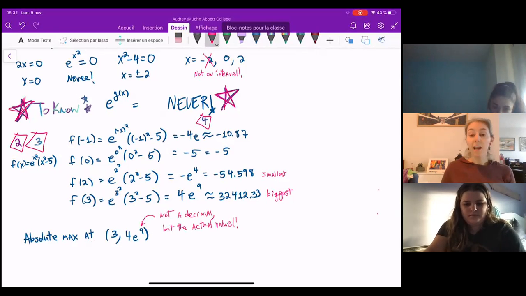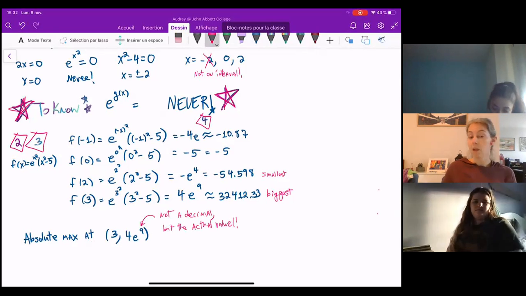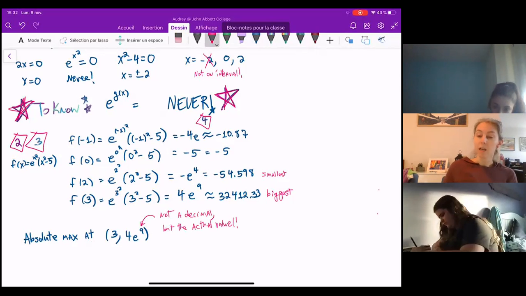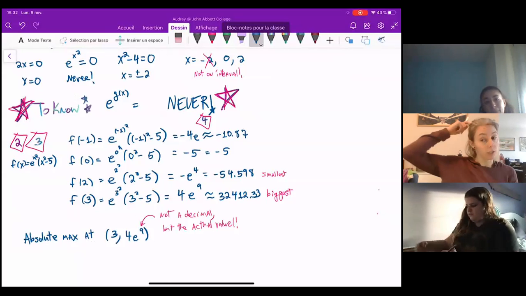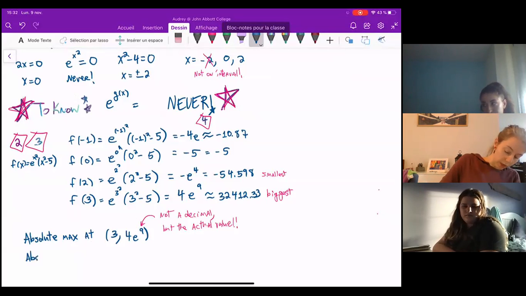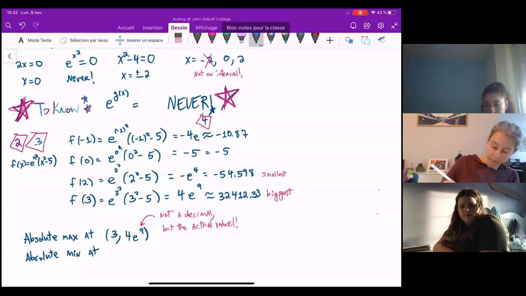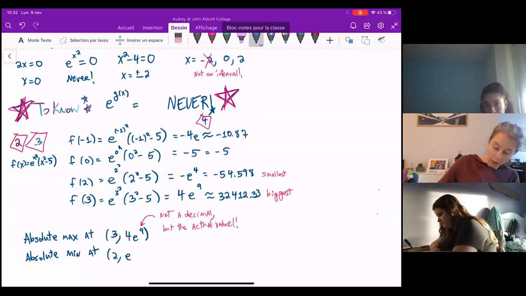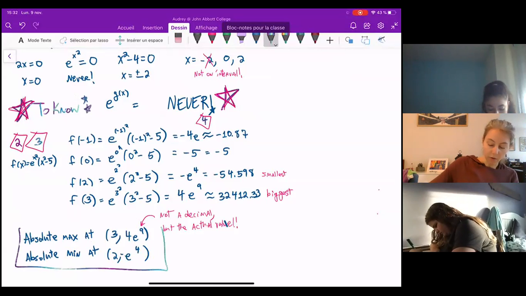So -1 is nothing. -1 is just one of the endpoints. 0, we actually don't know. It could be a local min or it could be a local max, because I don't know what's happening on either side of it, whether it's increasing or decreasing. It also could end up being neither. I just know it's a horizontal tangent line. So here, hang on, I'll draw a picture, Gwen, in just a second to show you. So here I have my absolute min at 2, negative e to the fourth. And this is my final answer.